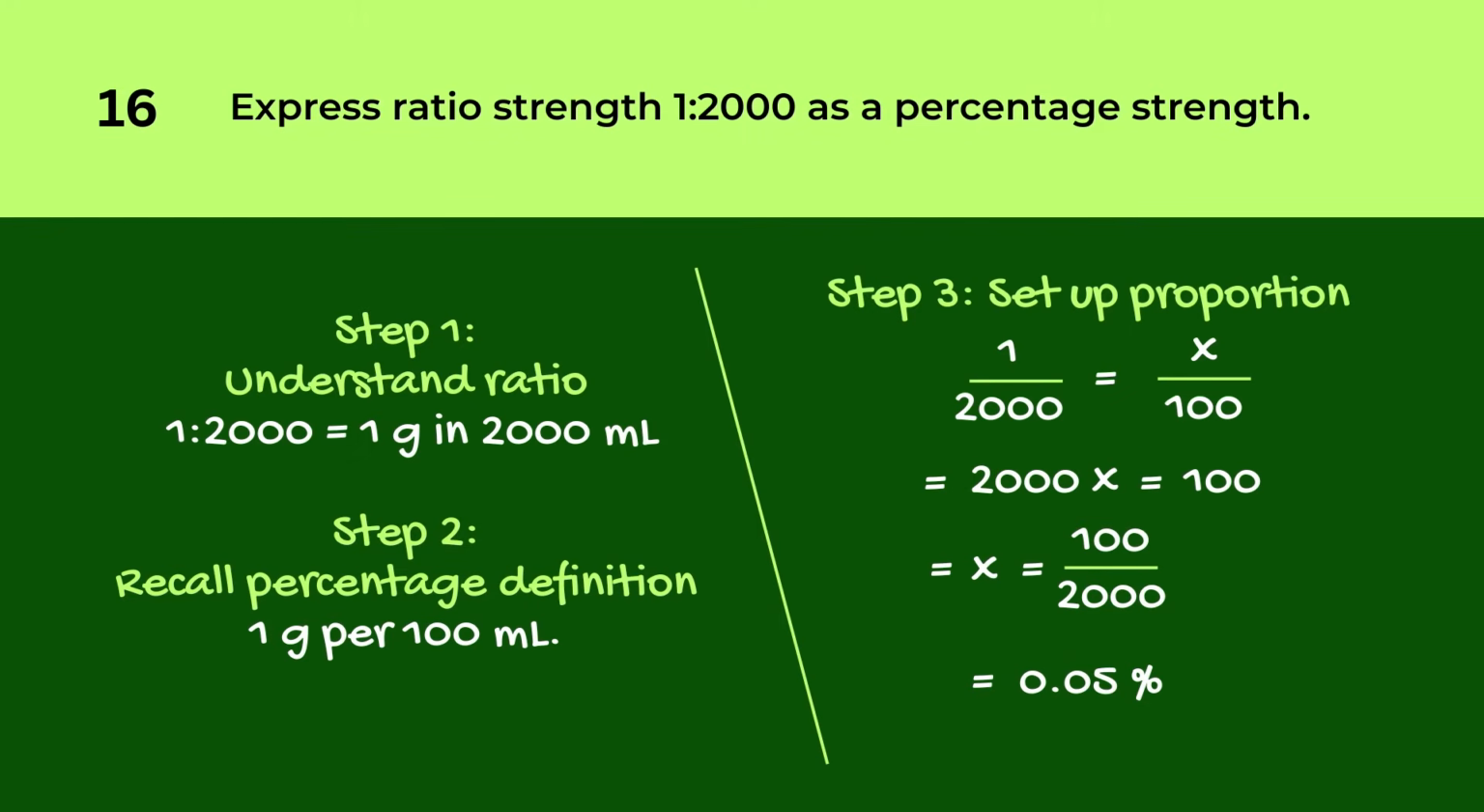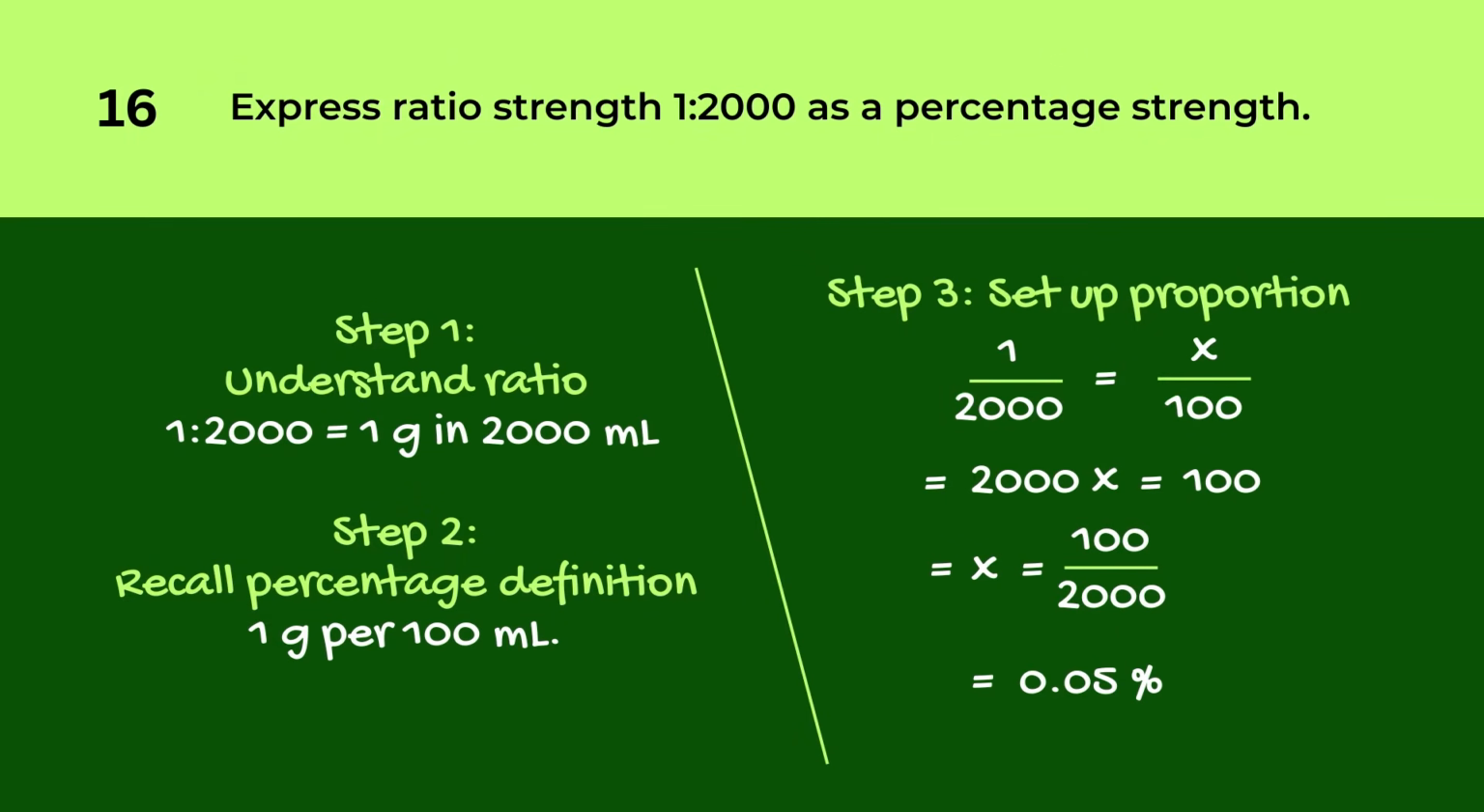Step 1 is understanding what ratio strength means. 1 to 2,000 means 1 gram in 2,000 milliliters. Step 2 is recalling that percentage strength is defined as grams per 100 milliliters. Step 3 is setting up the proportion. 1 over 2,000 equals x over 100. When we solve for x, we divide 100 by 2,000. That gives us a decimal.